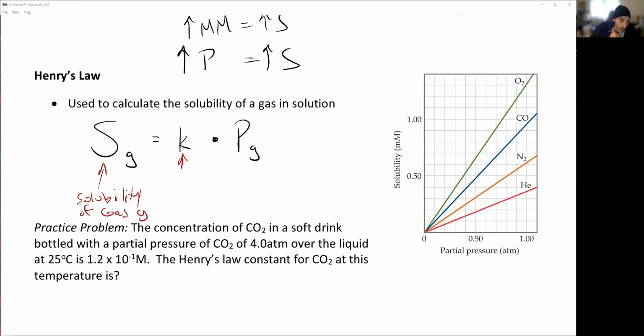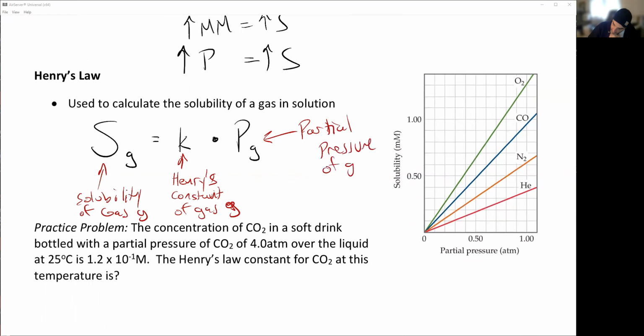K is the Henry's law constant, Henry's constant of gas G. And PG is the partial pressure of gas G. Okay, good.